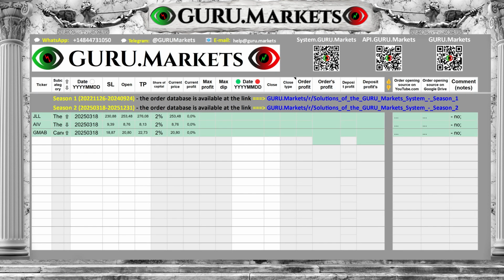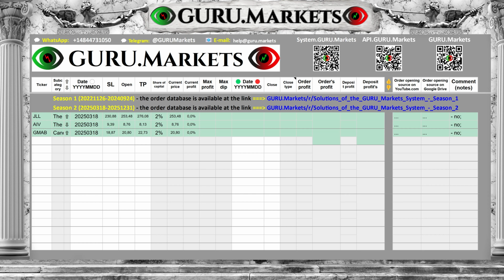As a result of securities valuation Genmab ADR, information and reference assessment System.GURU.Markets, the following decision was made. Open a buy deal at a price of $20.80. The company's assessment was carried out based on the assessment model, the Akeem's index. Take profit is set at 22.73.